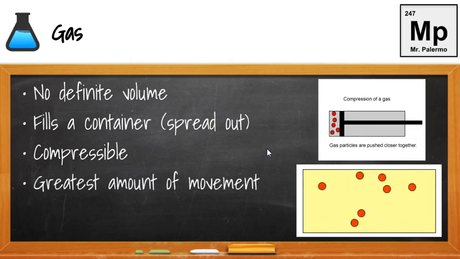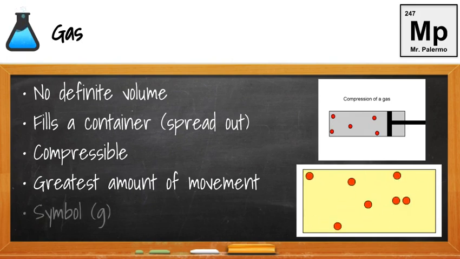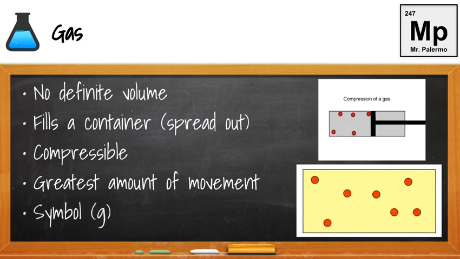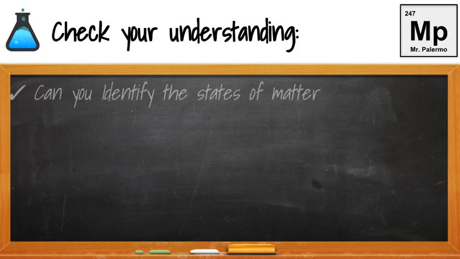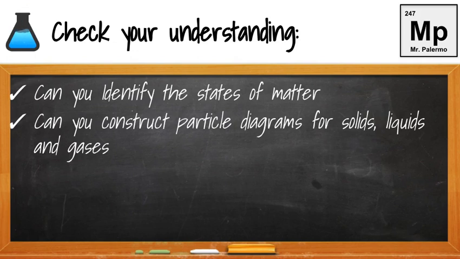Gases have the greatest amount of movement, as you can see in the particles, how much they're moving. And the symbol for gas is going to be G in parentheses. So let's check your understanding. Can you identify the states of matter? And can you construct particle diagrams for solids, liquids, and gases?